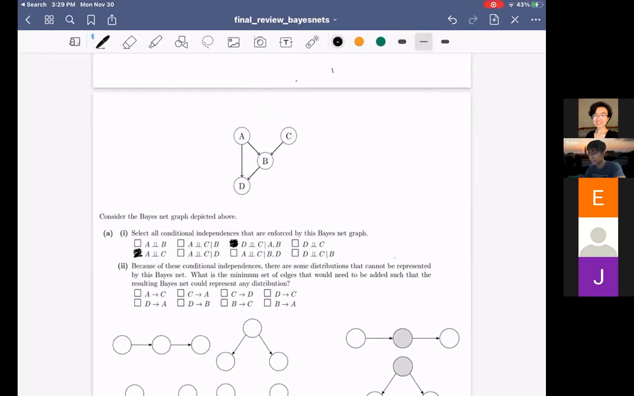Is A independent of C given D? Given D, there's this path, which is blocked. But this other path, this common effect now becomes active, right? Because the middle node is shaded. And this causal chain is also active.